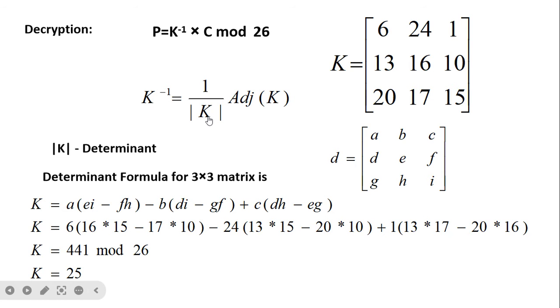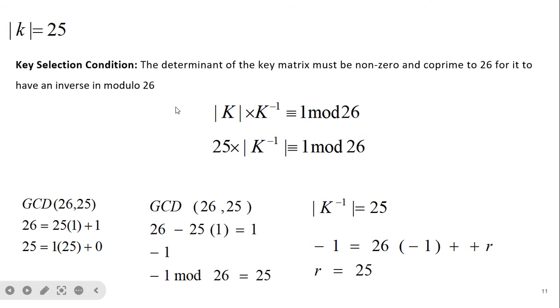So here we can write down this equation, that is this k is nothing but determinant into k inverse, and they are co-prime to each other. So we can write determinant into k inverse congruent to 1 mod 26. Now this k is 25, so we will solve with the extended GCD algorithm. I have already published the video for extended GCD. For this you should have the knowledge of how to calculate the extended GCD.